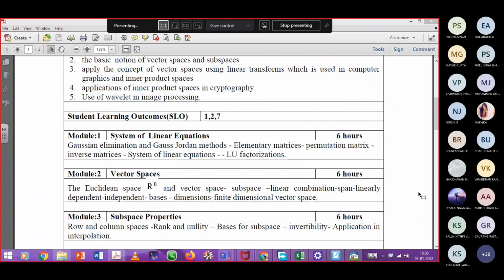Your ultimate task in this module is to find the unknowns. That means you need to find the value of the variables, like what is the value of x, what is the value of y, what is the value of z. That is the task assigned here in module 1, to find the value of unknowns. Okay, I think I have conveyed a clear outline about module 1.